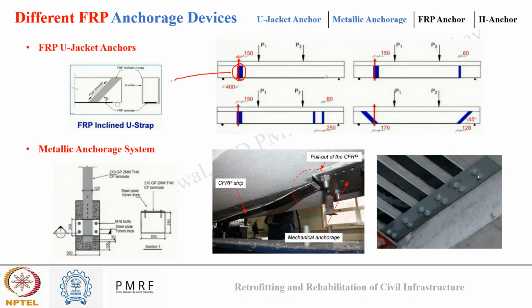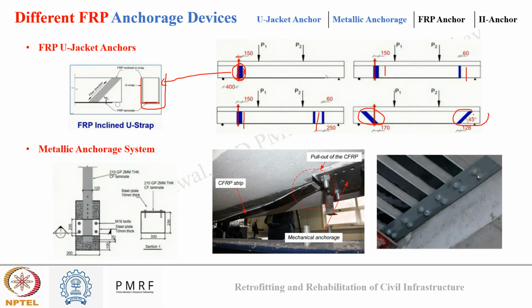In this image you can see from the side, this was my FRP plate and this was the U wrap that was done to anchor the FRP. Here you can see U wrapping was done on only one side, while here you can see on both sides U wrap was used. Here on one side one was used, while on the other side two U wraps were used. While here you can see in an inclined manner also FRP U wrap anchors were used.